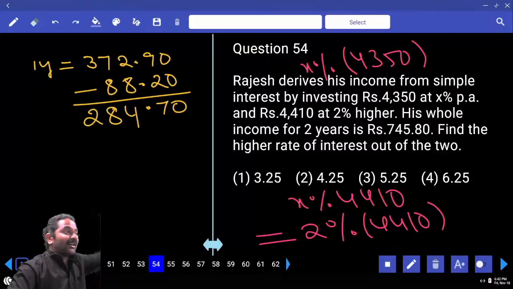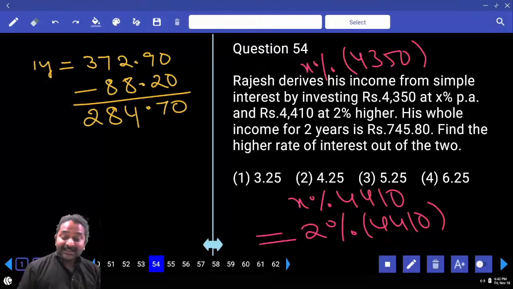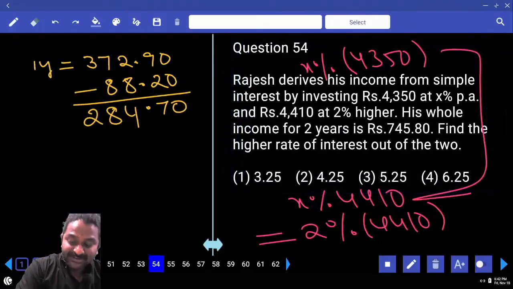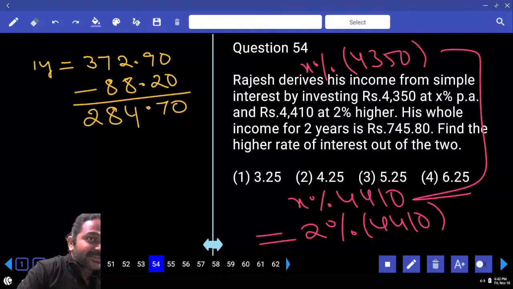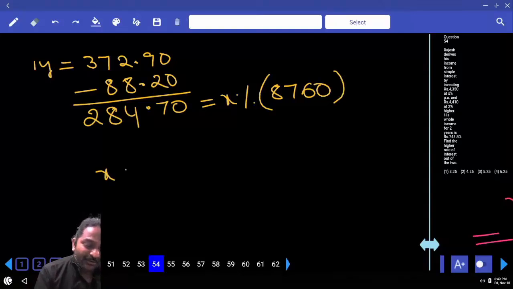284.7 is interest on X% of 4350, X% of 4410. Yes. Can I take it as X% of the sum of these two numbers? X% of 8760. Yes. This is equal to X% of 8760. And now using this we can calculate the X value, and finally we need to calculate the X plus 2 value.